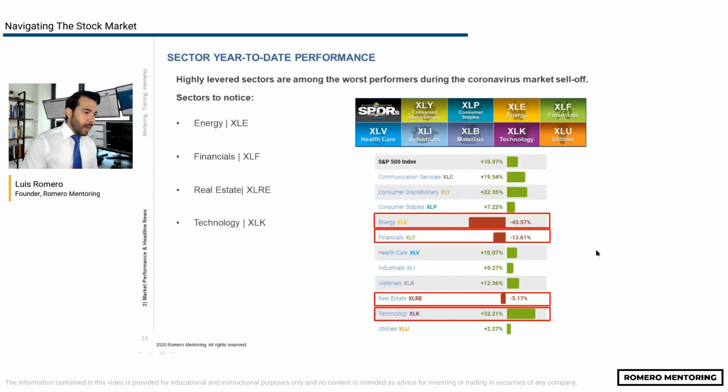So when we look at specific sectors within the economy, I like to look at sector spiders. Sector spiders represent the major sectors of the economy and how things have been performing year to date. A couple of the most notable sectors to highlight, obviously energy, financials, real estate, and technology. When you look at energy, they're the worst performing sector year to date. They're down 53%.